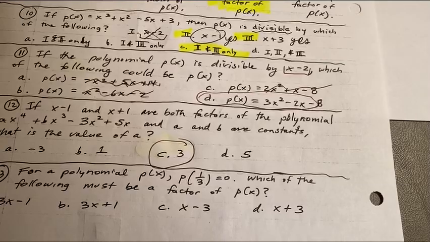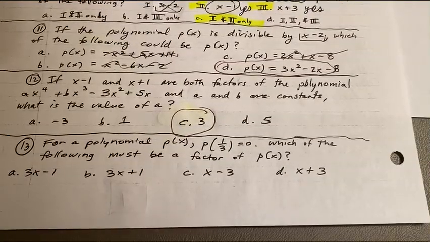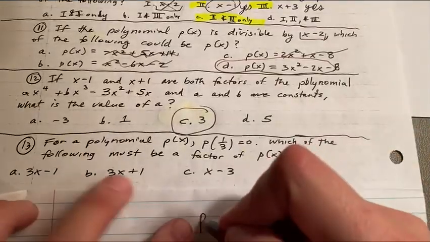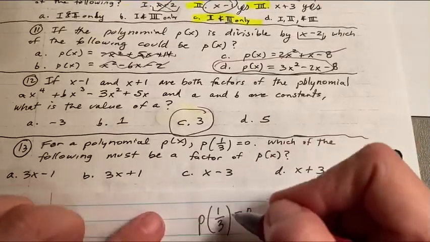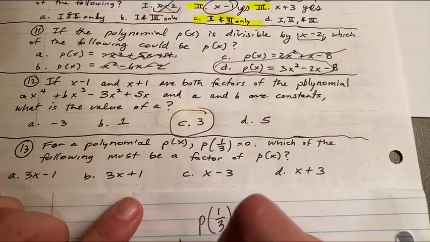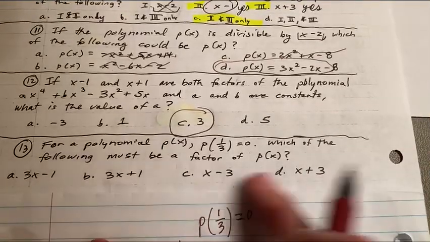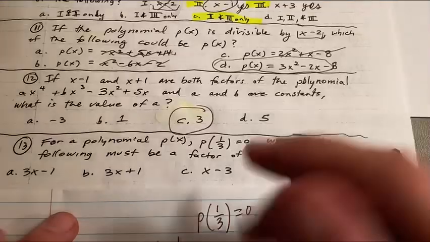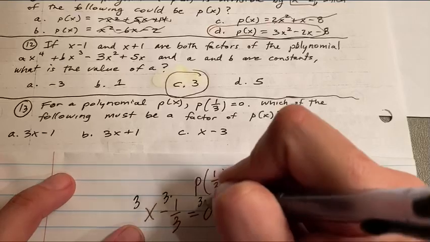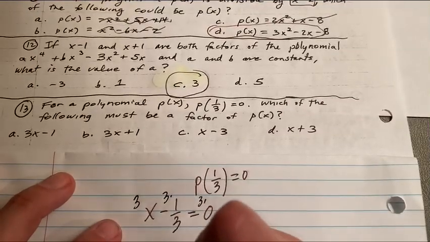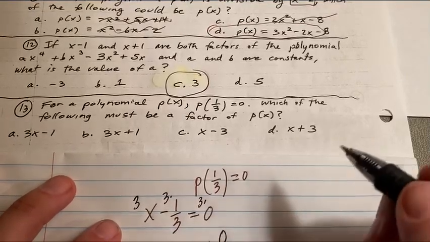All right, last one. For a polynomial, now they're telling us p of 1/3 is equal to 0. So that means if I plug in 1/3, or I do x minus 1/3, that will equal 0. So that's not any of my answers. So let's get rid of the fraction. We can multiply each term by 3, right? So we get 3 times x minus 1/3 is equal to 3 times 0, which is still 0.